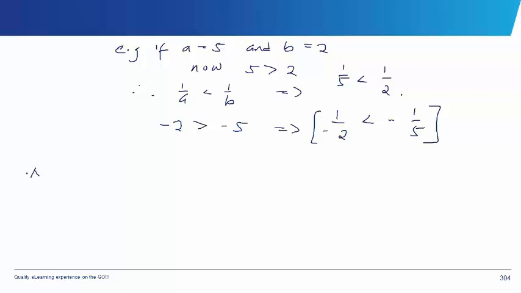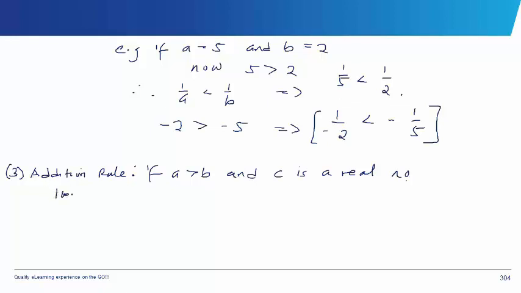Let's go over to rule number 3, which we call the addition rule. If a is greater than b and c is a real number, then we have the following. Number 1, we can state that a plus c will be greater than b plus c. Having already stated that a is greater than b, adding equal values to both sides does not change the inequality sign.